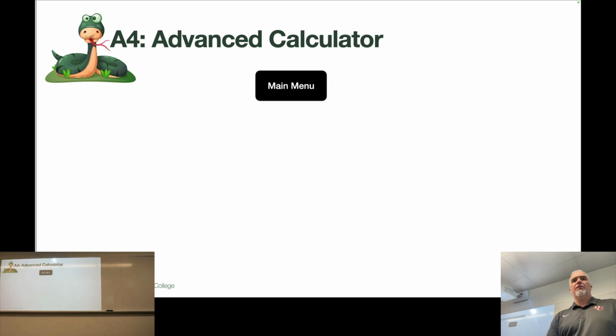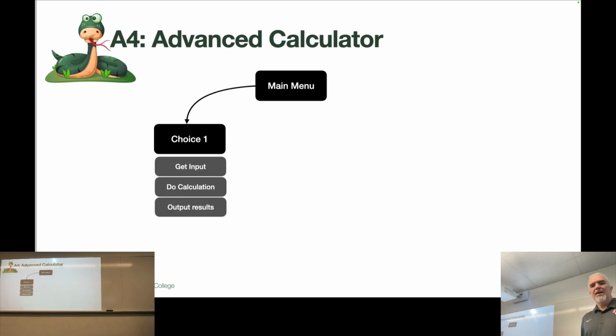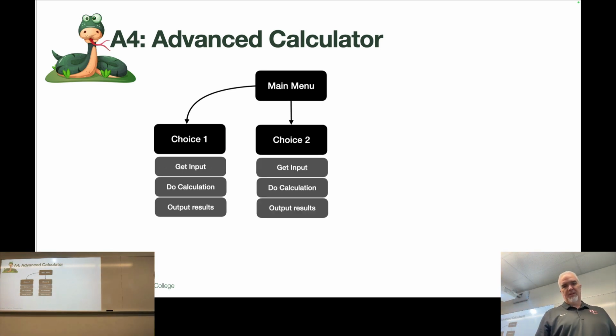It's going to say, do you want to calculate the area of a square, or do you want to calculate the area of a rectangle? Okay, so we'll give them choices. If they choose one of those things, then you're going to get the input from them. By the way, this requires you to do something with input too. You're going to get input, you're going to do the calculation, output the results. That's its own separate thing.